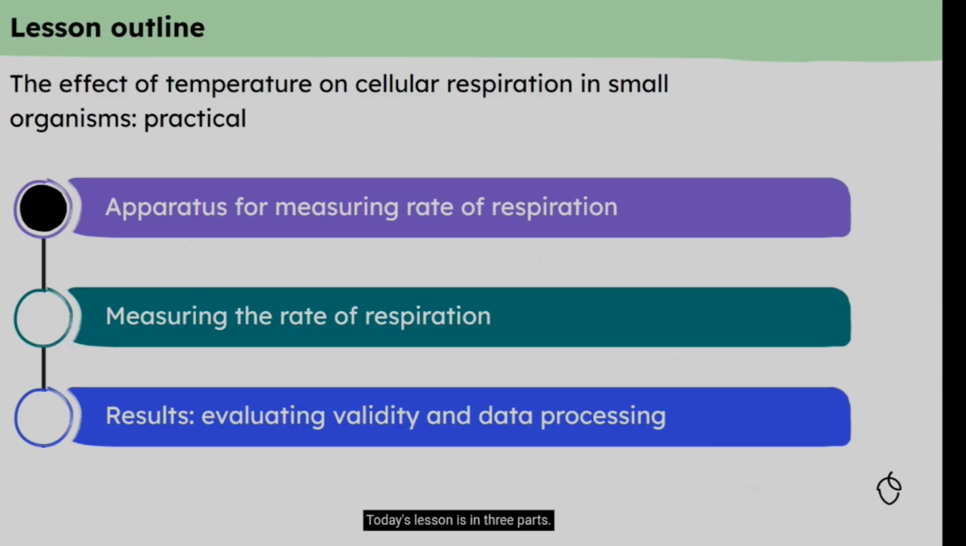Today's lesson is in 3 parts. In the first part of today's lesson, I will introduce the apparatus for measuring the rate of respiration called a respirometer, and then we'll talk about how to use that apparatus to measure the rate of respiration, which is the practical. And finally, we'll talk about the results. We'll talk about evaluating validity and data processing. So let's get started by talking about the apparatus for measuring rate of respiration.